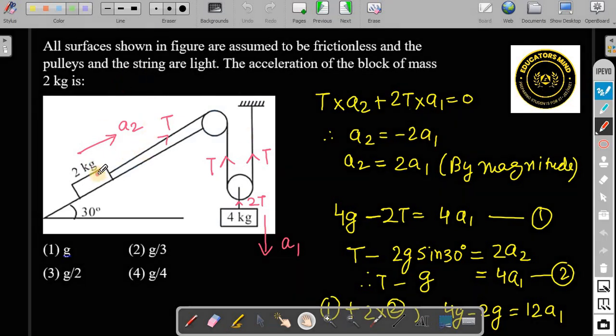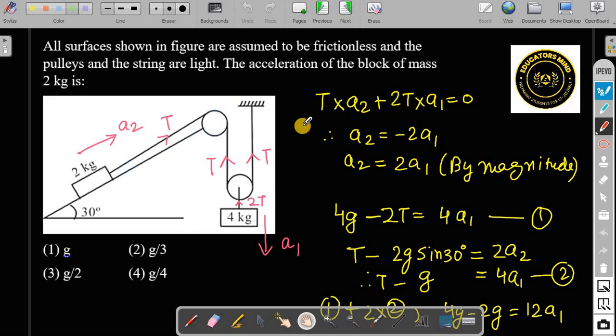So here they have given two blocks hanging like this. Okay. There is a pulley. A string is passing like this. This angle is 30 degree. We have to find the acceleration of the 2 kg block. That means this. So suppose this is acceleration A1. This acceleration A2. Both accelerations are not going to be the same. So we need to first get the relation between the accelerations.